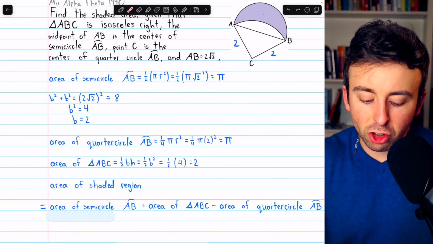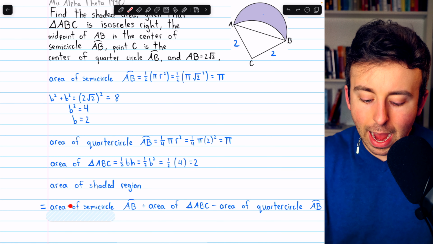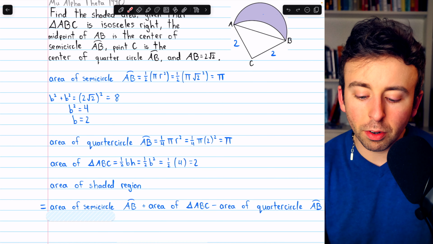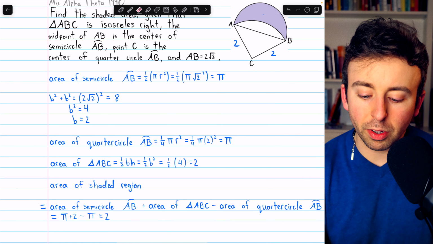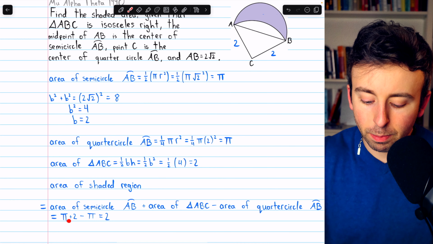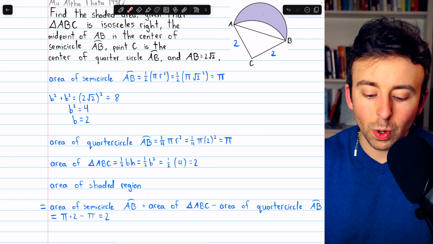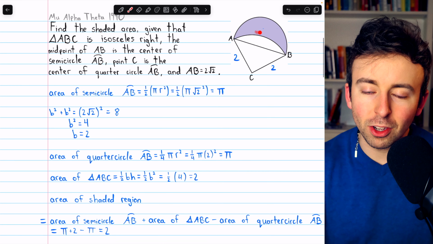So the area of the shaded region is going to be the area of the semicircle plus the area of the triangle minus the area of the quarter circle. Now we know what all those numbers are. It's pi plus 2 minus pi, which is just 2. That is the area of the shaded region.